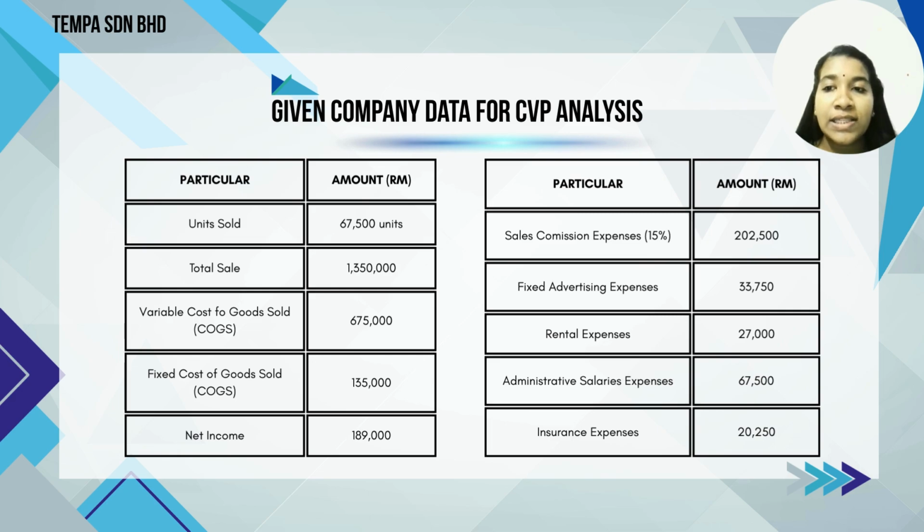This slide shows the given company data used for the CVP analysis. The company sold 67,500 units with the total sales of 1,350,000. The variable cost of goods sold is 675,000, while fixed cost of goods sold is 135,000. The company's net income for the year is 189,000. The following costs are also provided for the CVP analysis. Sales commission expenses at 50% amount to 202,500. Fixed advertising expenses are 33,750. Rental expenses are 27,000. Administrative salaries expenses are 67,500 and insurance expenses are 20,250.